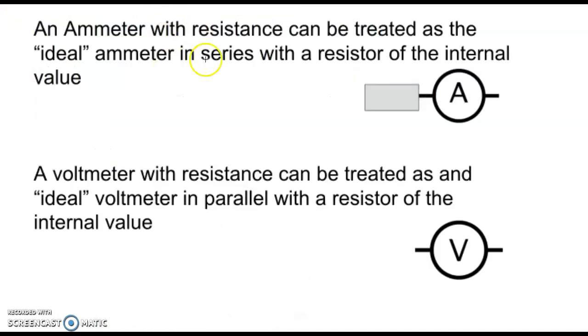So, to sum up, an ammeter that's ideal has zero resistance. However, if it's not ideal, then you assume it has a resistor in series with it. A voltmeter, which is ideal, has infinite resistance. But if it isn't ideal, then you would assume it has a resistance in parallel with it.